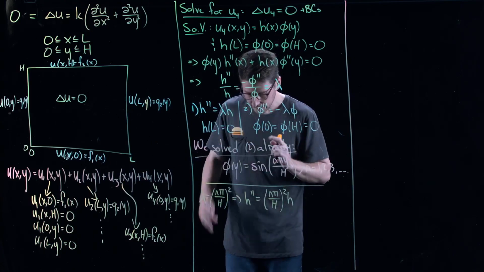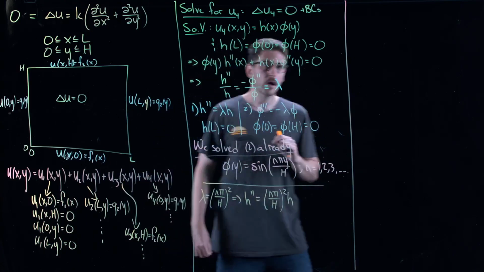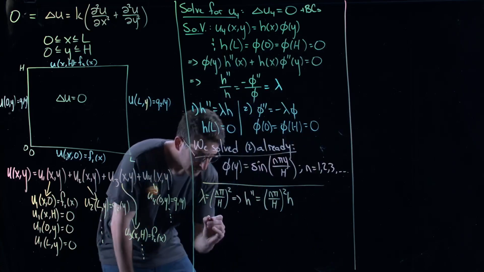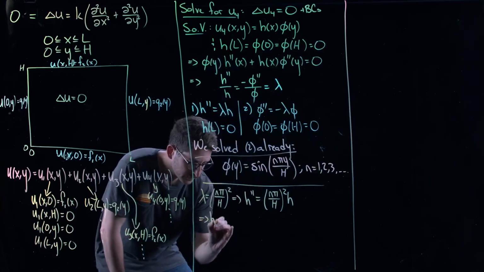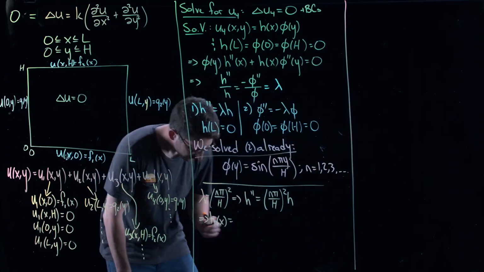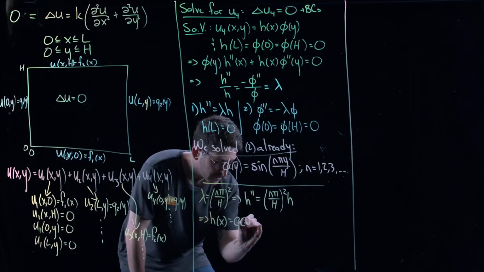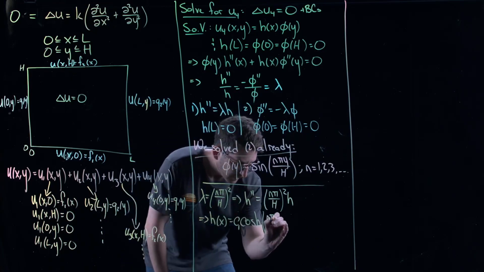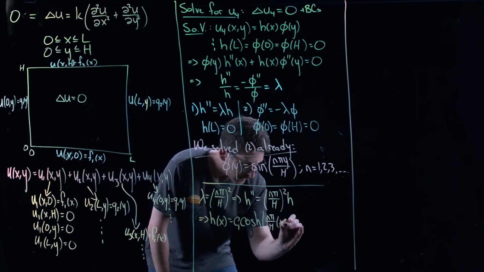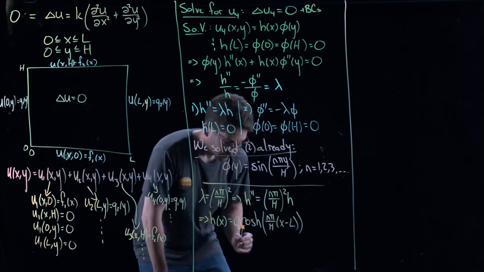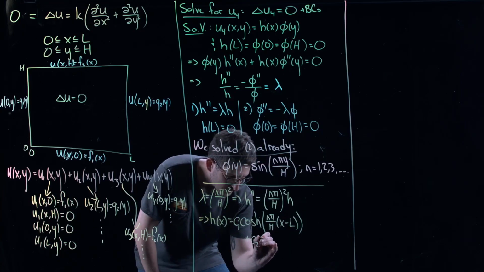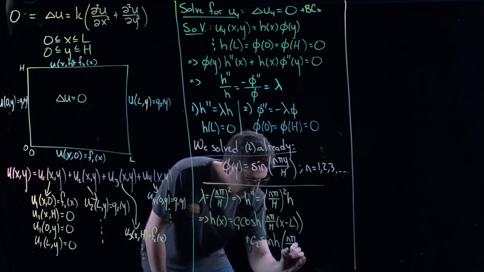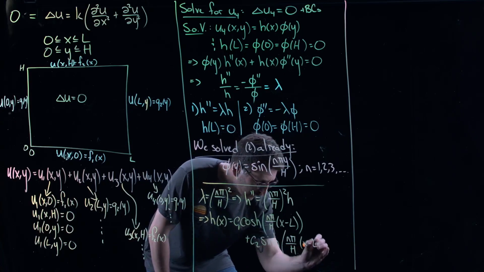So in this case, you actually get hyperbolic cosine and sine. So in this case, I'm going to do some fudging around. I'll explain in a second. This just makes the boundary conditions easier to implement, okay? So you get C1 cosh of n pi over h x minus L plus C2 sinh of n pi over h x minus L, okay?